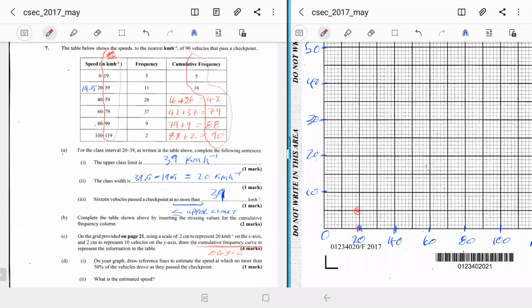Next one is 39. Less than or equal to 39, 16 cars pass. So this is 30, 32, 34, 36, 38, 39. So it's 0.5 over 4. The mark right here is 39. That's a frequency of 16. 15, 16 is right here.